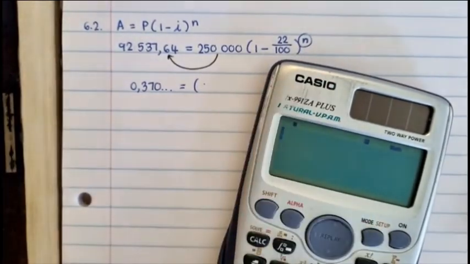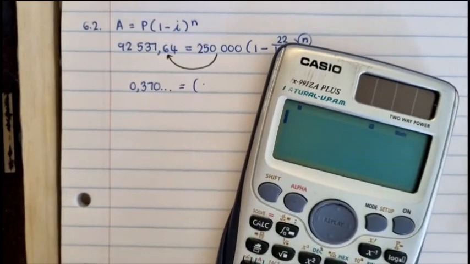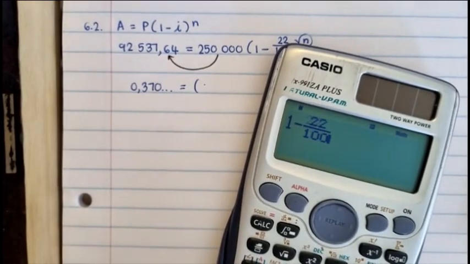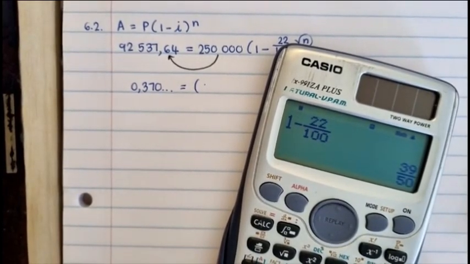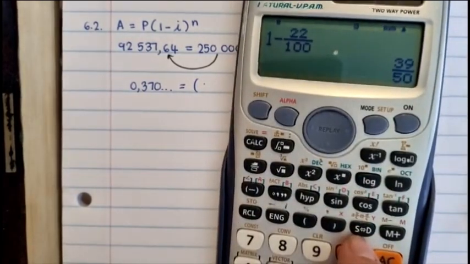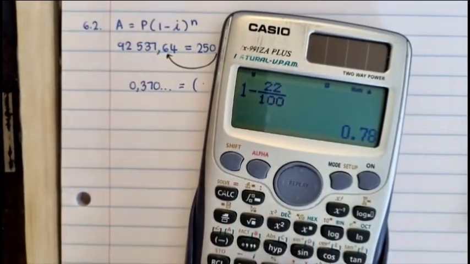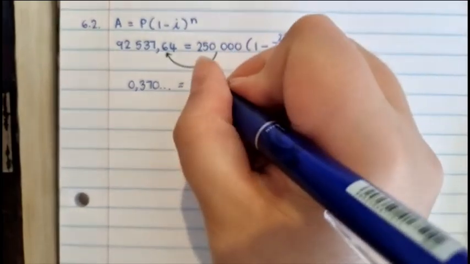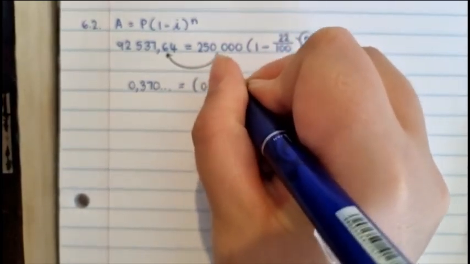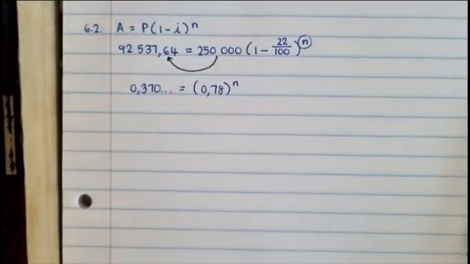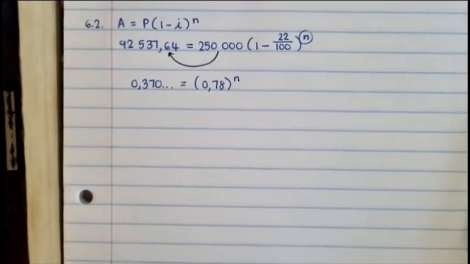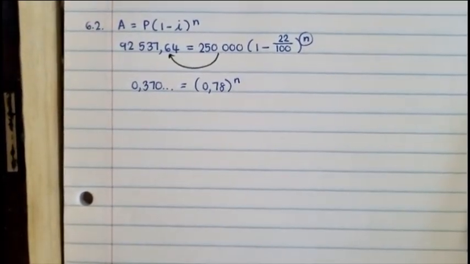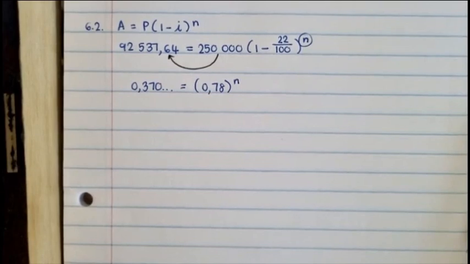All right, now this you can just do in your head. It's 1 minus 0.22, which is 0.78, but you can also obviously type it into the calculator and you'll get 39 over 50. If you press the SD button, it will give you the decimal one, which is 0.78. So I'm actually just going to write it as 0.78 there, just because it's quicker to write than 1 minus 22 over 100. But you can also keep writing 1 minus 22 over 100, that's fine.